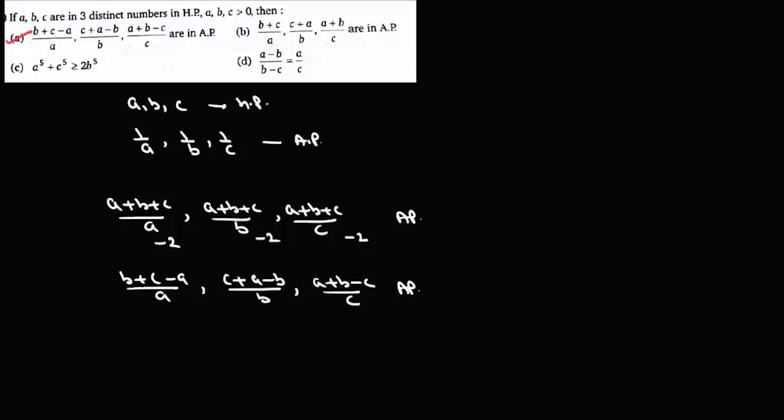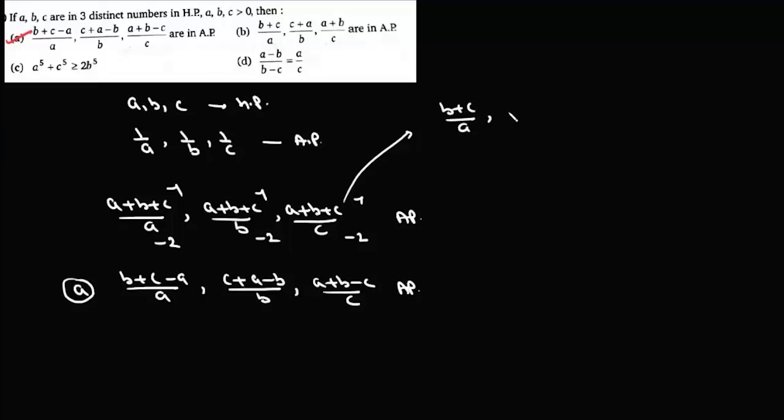So this is your option A. And from this first part itself, if we subtract -1, then we can write B plus C upon A, here will be C plus A upon B, and here will be A plus B upon C. It will still be an AP, and that's your part B.